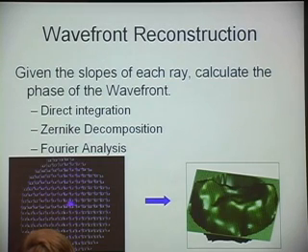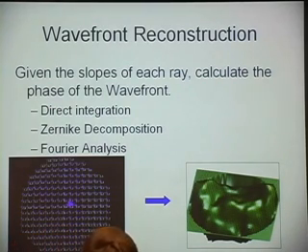There are a few ways to do it. Essentially, you've got a bunch of slopes that you've measured, and you want to know what the surface was that created those. The obvious way is direct integration. It doesn't work too well because of the noise in the system. There are a few others. Zernike decomposition is pretty popular.